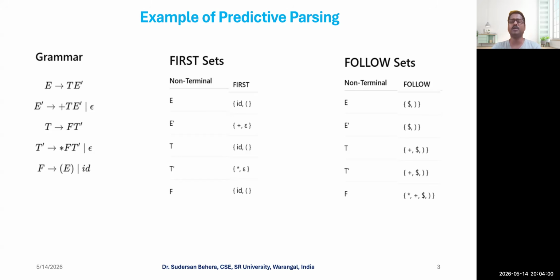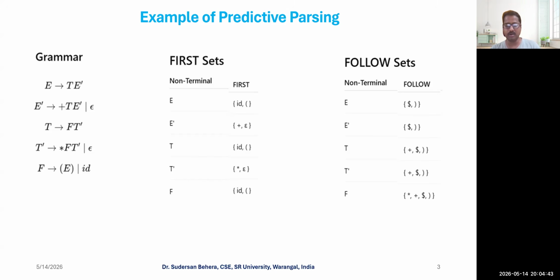And follow is the symbol which immediately appears next to the non-terminal. So follow of E is what? E is the first symbol of the grammar. After E, what should be there in the input buffer? Dollar, because dollar is the end marker. So dollar is there. And then after E, you see the last production, F derives bracketed E, open bracket E and close bracket. That means after E, which bracket is coming? Closing bracket. So that is why closing bracket is also added to the follow set of capital E.